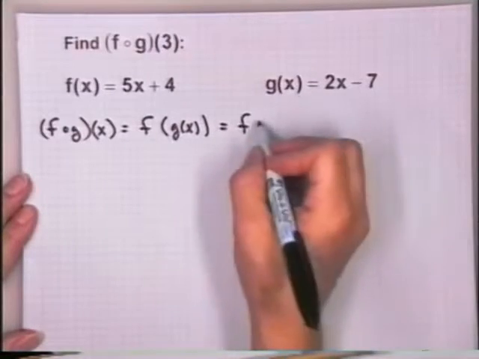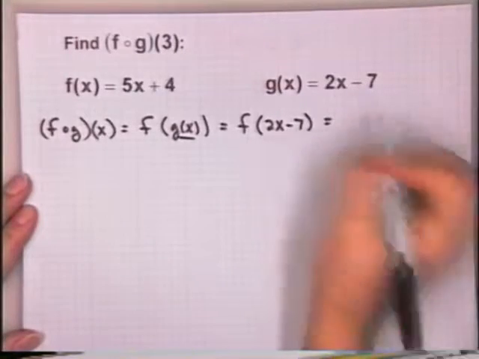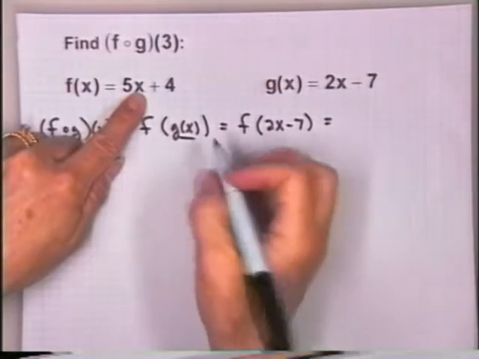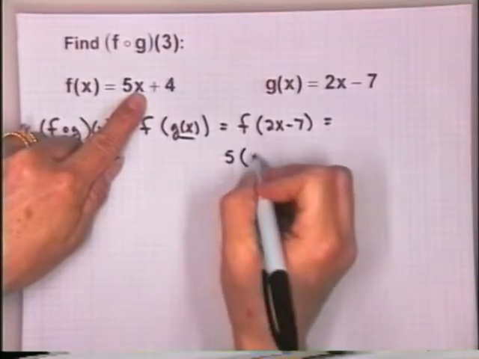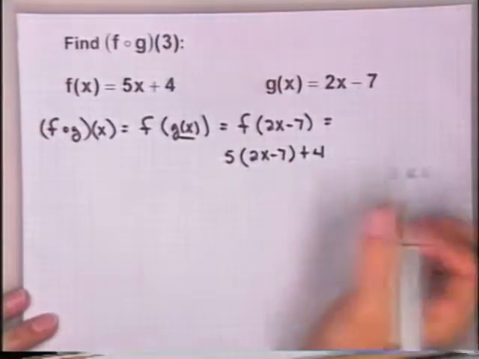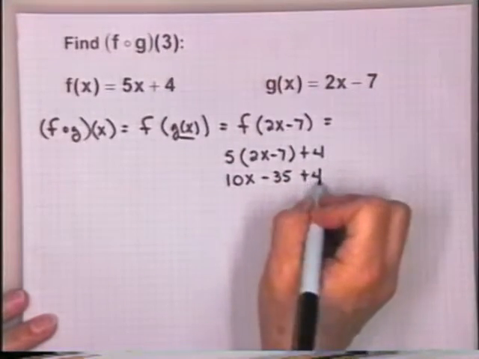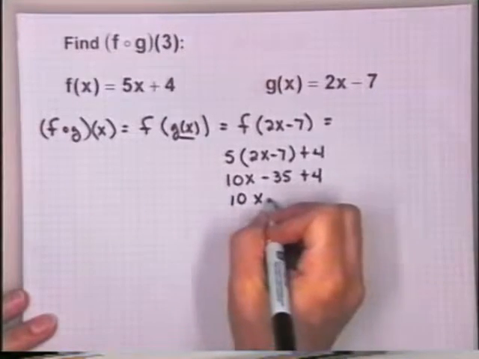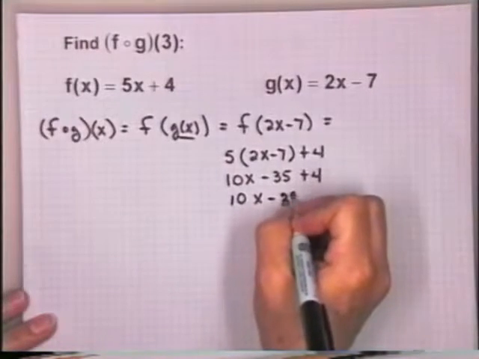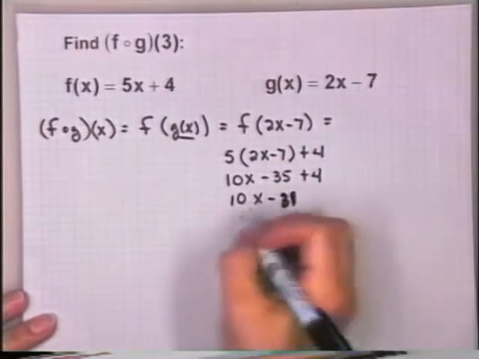So replacing g first, in place of g I have 2x minus 7 here. And then this tells me what? Go to function f right here and replace my variable with 2x minus 7. So that would give me 5 times 2x minus 7 and then plus 4, wouldn't it? Distributing, I have 10x minus 35 plus 4, or 10x minus, oops, I mis-subtracted, that's a 31 there. 4 from 35 is 31. So 10x minus 31. Let me rewrite that.